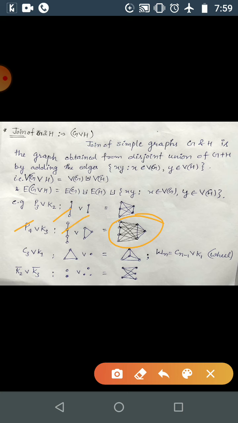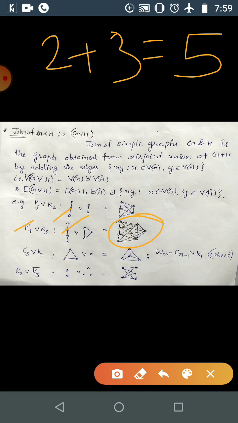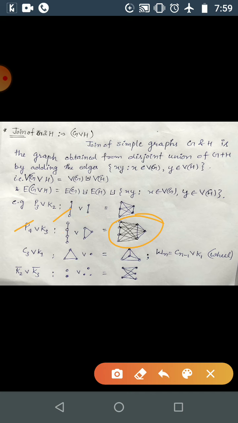The chromatic number of P4 is 2, and the chromatic number for K3 is 3. So for the join it will be coming as 5. So here the chromatic number for this join will be 5, so that you can check.